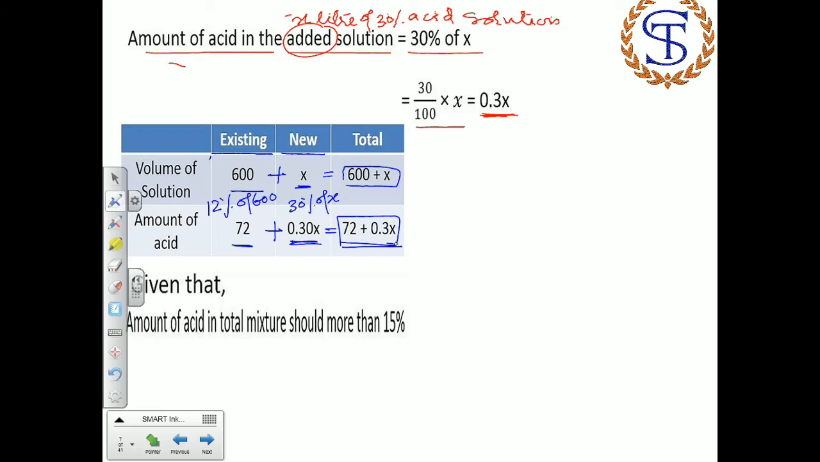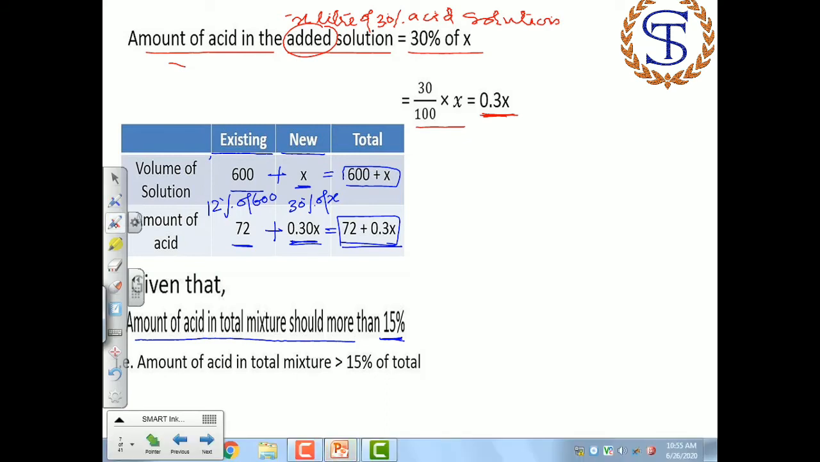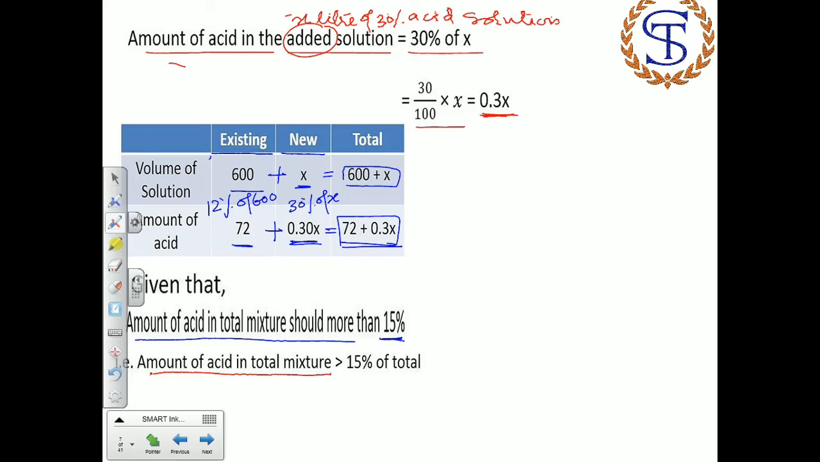We have been given that the amount of acid in the total mixture should be more than 15%. It is more than 15%. If it is more than 15%, then the amount of acid in the total mixture is greater than 15% of the total. What is the total? Total is 600 plus x. What is the amount of acid content in the total mixture? It is the acid content in the total mixture.